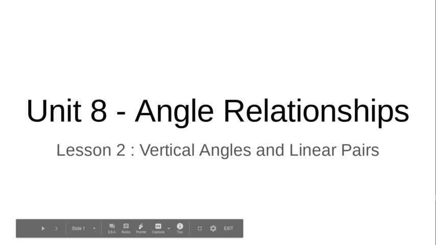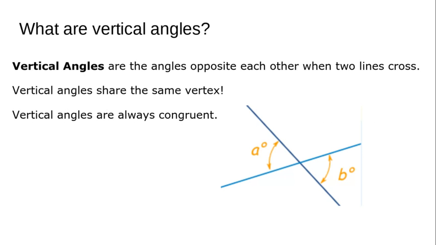Keep in mind, the name linear itself has line as the beginning. So you're talking about pairs that are going to create a line. All right, what are vertical angles? Vertical angles are angles that are opposite each other when two lines cross. Vertical angles have to share the same vertex. And vertical angles are always congruent.